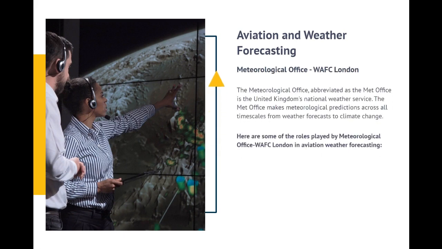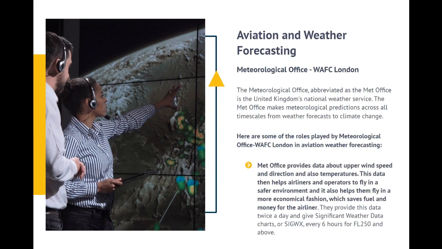Meteorological Office, WAFC London. The Meteorological Office, abbreviated as the Met Office, is the United Kingdom's National Weather Service. The Met Office makes meteorological predictions across all timescales, from weather forecasts to climate change. Here are some of the roles played by Meteorological Office, WAFC London in aviation weather forecasting.